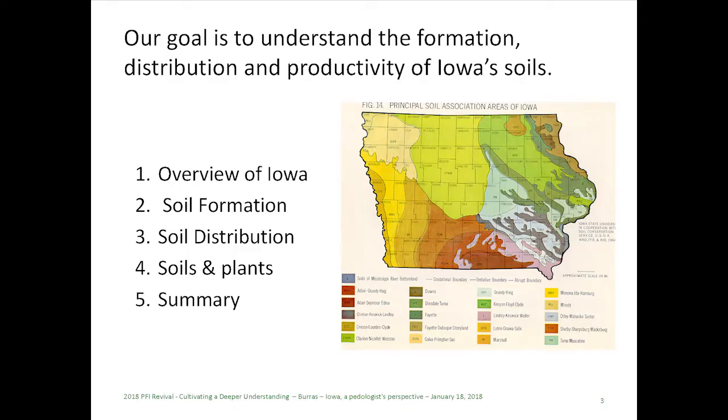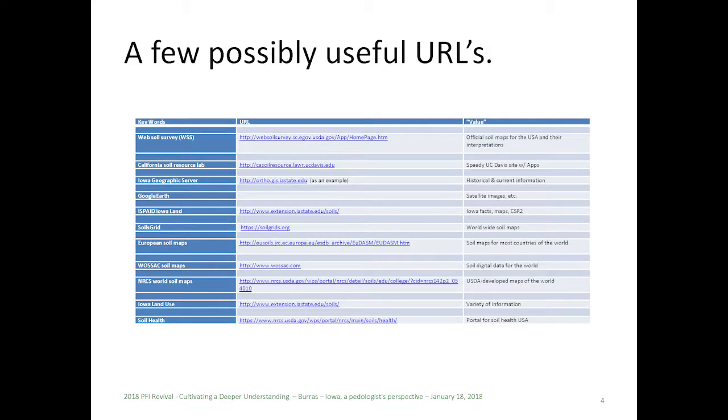So with that, just to remind us, our goal is to understand the formation, distribution, and productivity of Iowa soils. The way we're going to do it is we're going to start by just overviewing Iowa a little bit before we actually get to this map and talk about the soils across our state, because I like to remind us of where we live. Certainly I like to think about it whenever I'm talking to different audiences. And from there we'll talk about soil formation. So how did the soils form here? And where are they distributed? And then a little bit about soils and plants, although the later speakers will do a much more thorough job of speaking about how plants grow than I will. And then a summary.